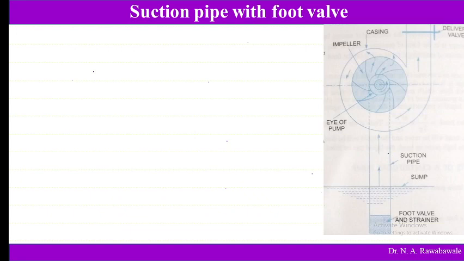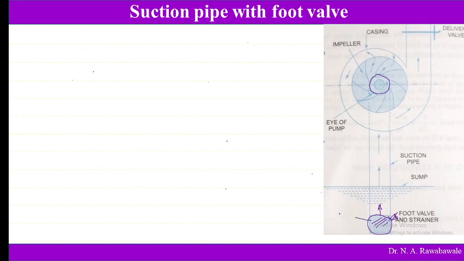Then we move on to another part known as the suction pipe with foot valve. What is this suction pipe? It is the pipe which connects to the eye of the casing. One end is connected to the eye of the centrifugal pump, and the other end is submerged into the water, and at that end a foot valve or strainer is fixed. This foot valve helps to hold water during priming. When we are going to prime this pump, it helps us to hold this water.